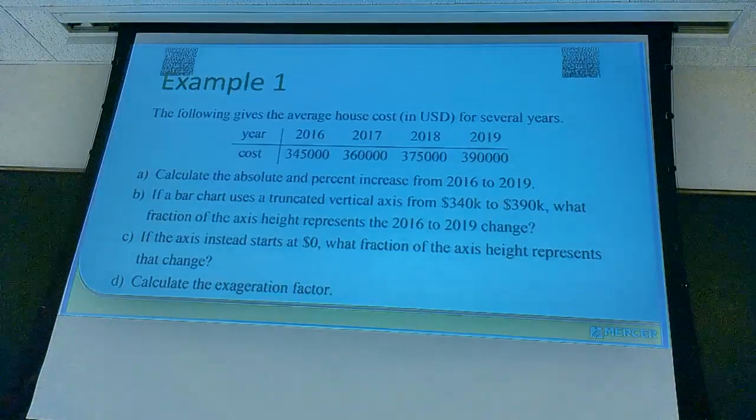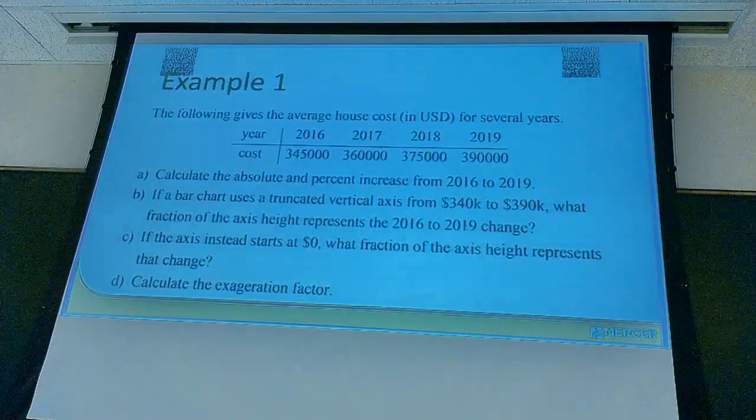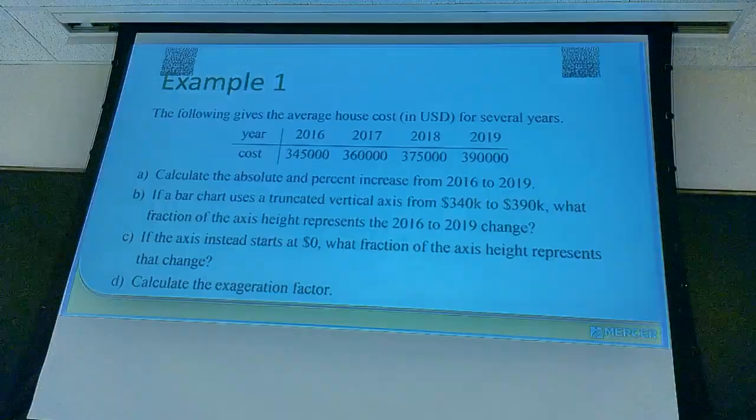So average house cost for 4 years, 16, 17, 18, 19. Calculate absolute and percent increase from 2016 to 2019. We'll start there.